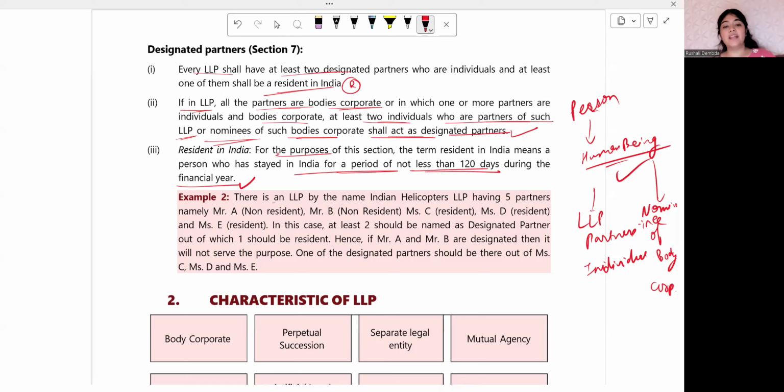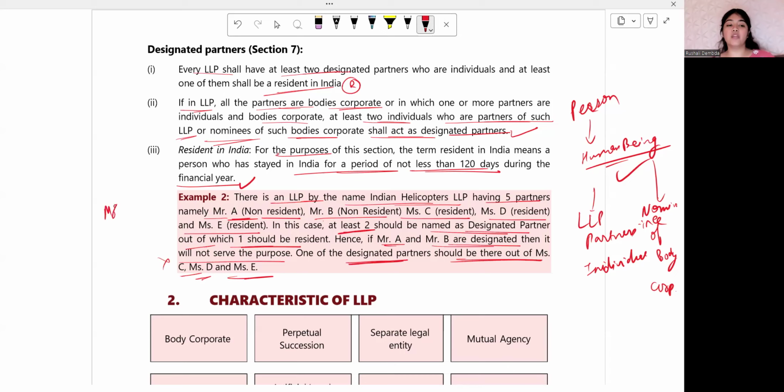Let's see an example. There is an LLP by the name Indian Helicopters LLP having 5 partners: Mr. A non-resident, Mr. B non-resident, Miss C resident, Miss D resident, and Miss E resident. In this case, at least 2 should be named as designated partners, out of which 1 should be resident. Hence, if Mr. A and Mr. B are designated, it will not serve the purpose. A and B both are non-resident, so they can't be designated partners. One of the designated partners should be there out of Miss C, Miss D, and Miss E.